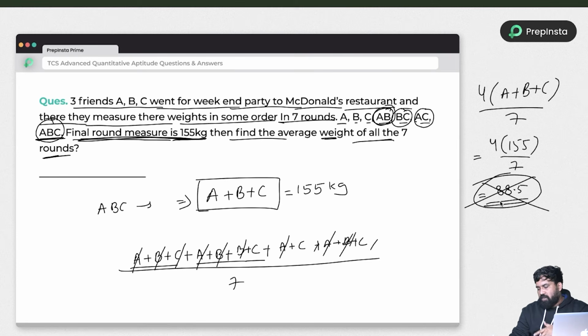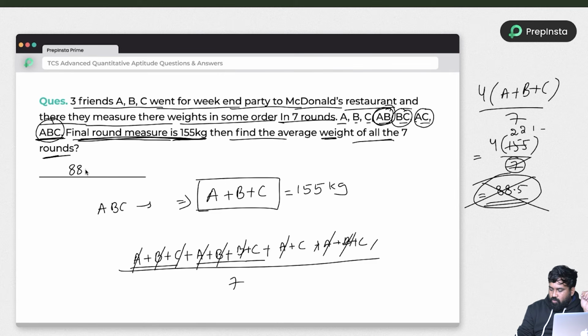You can use the calculator for this type of thing. Why? Because if you have a division by 7 and the numerator isn't a multiple of 7, I know 155 is not a 7 multiple. It will cancel exactly around 2 times and be left with 15 again, so it will come to 2.1 something. So the value will be 88.5 something.